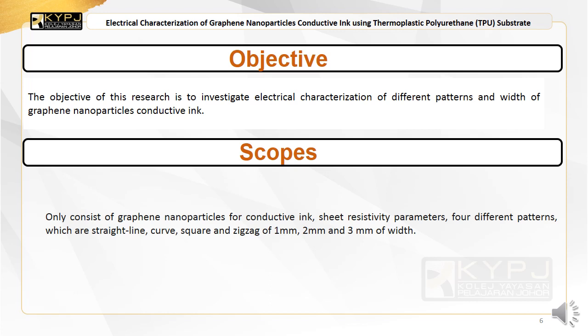The objective of this research is to investigate the electrical characterization of different patterns and widths for graphene nanoparticles conductive ink. The scope only consists of graphene nanoparticles for conductive ink, sheet resistivity parameters, and 4 different patterns which are straight line, curve, square, and zigzag, of 1 mm, 2 mm, and 3 mm of width.